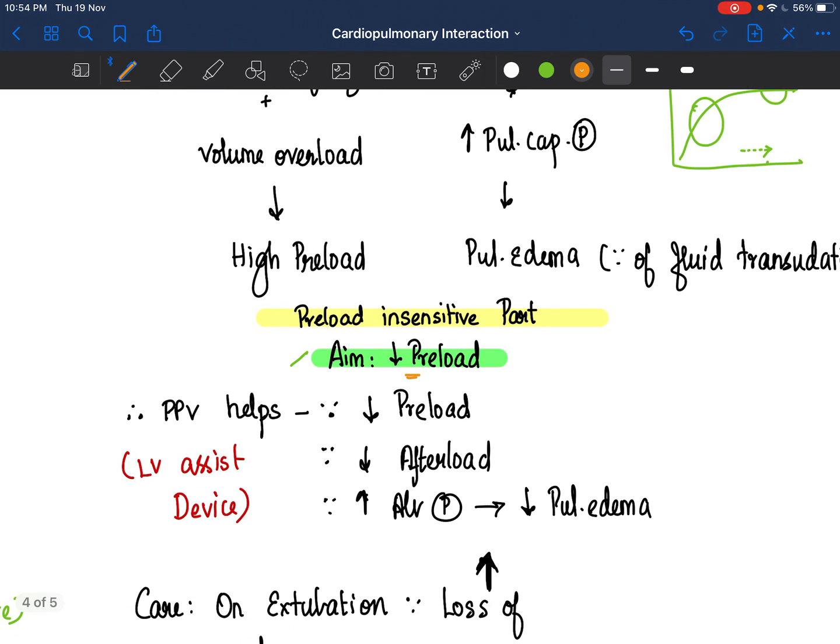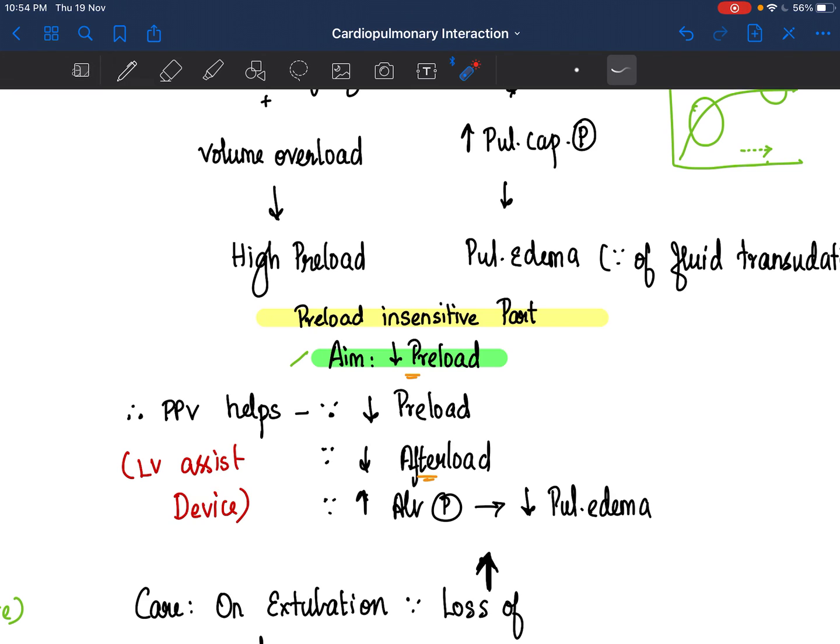So, that is why positive pressure ventilation helps in left ventricular failure. It reduces preload, plus it reduces afterload also, right? For the left ventricular side, it reduces afterload, resulting in easier ventricular contractility. So, your left ventricle need not work too much to pump the blood, because the heart is already tired. Plus, positive pressure ventilation also increases the alveolar pressure. So, if the alveolar pressure increases, the amount of transudation of fluid reduces, resulting in decreased pulmonary edema. Again, as we discussed earlier, positive pressure ventilation works like a left ventricular assist device.